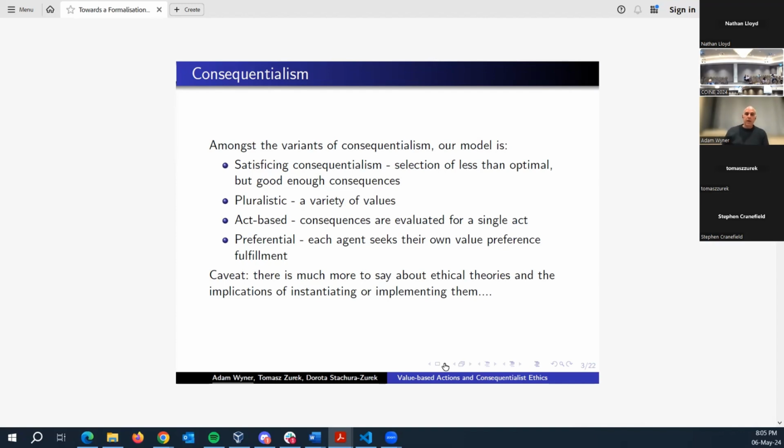There's a lot more to say about ethical theories or moral theories and the implications of instantiating or implementing them. We don't get into discussions about this in this paper. For our purposes, this is building a foundation for thinking about actions and values in a computational framework. So next slide, please.